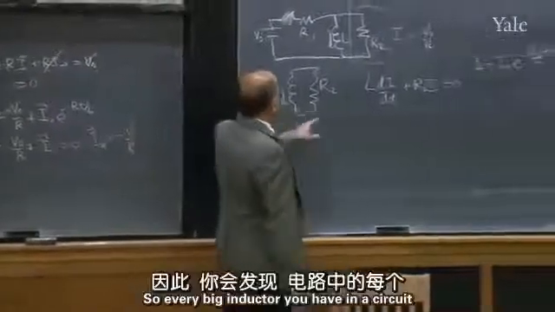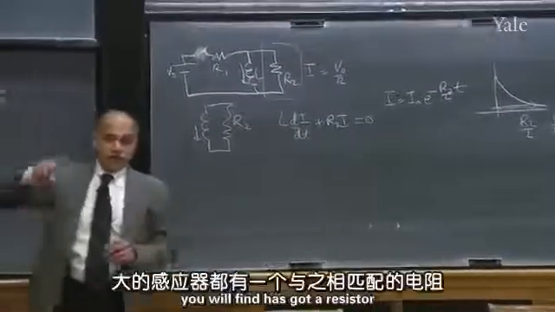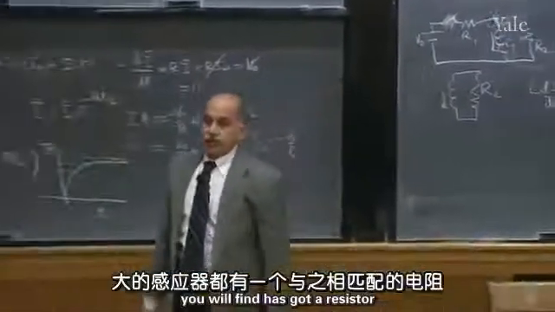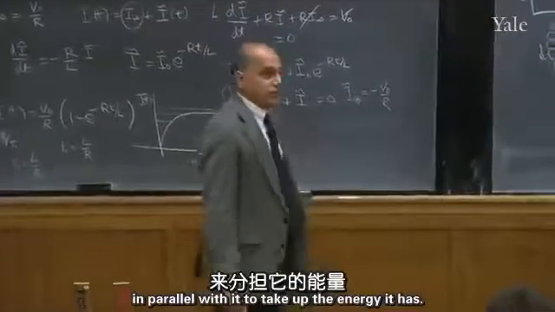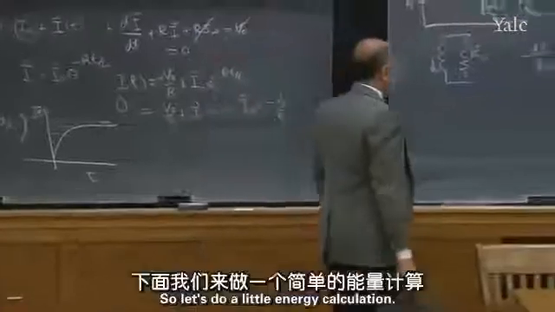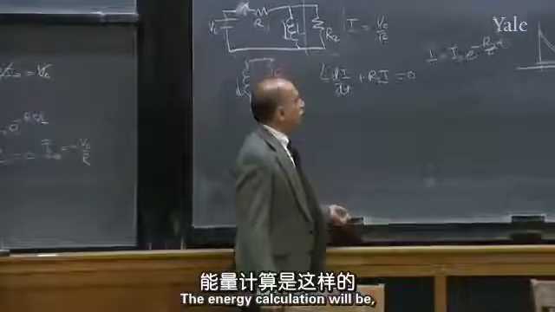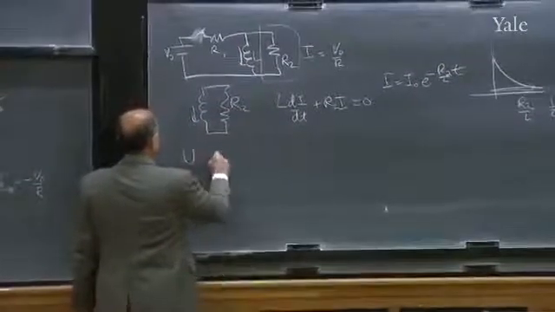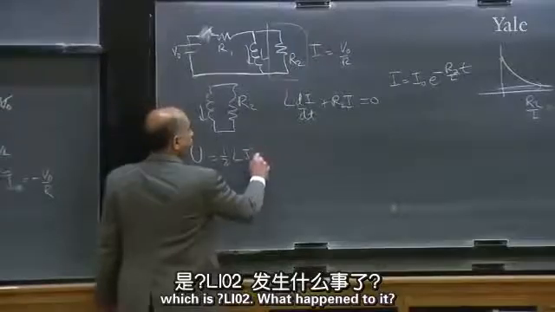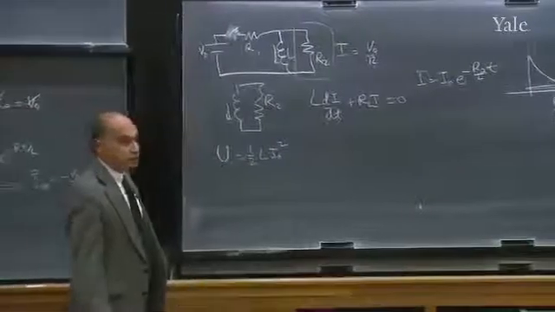So every big inductor you have in a circuit, you will find has got a resistor in parallel with it to take up the energy it has. So let's do a little energy calculation. I had energy in the inductor in the beginning, which is 1/2 L I0 squared. What happened to it? Well, we know what happened.